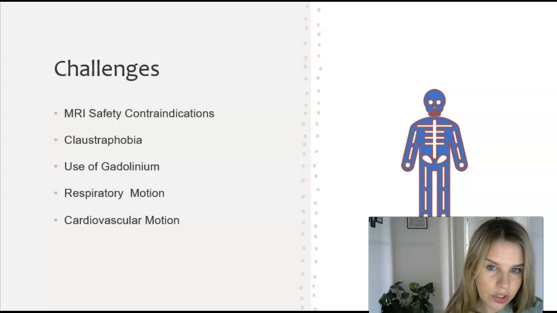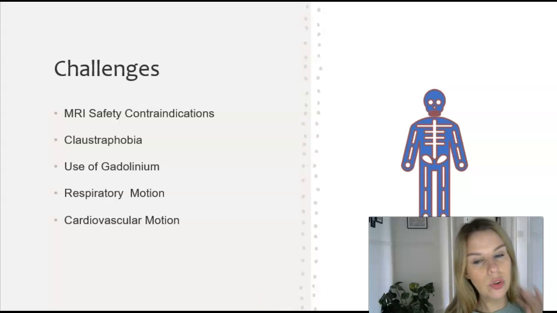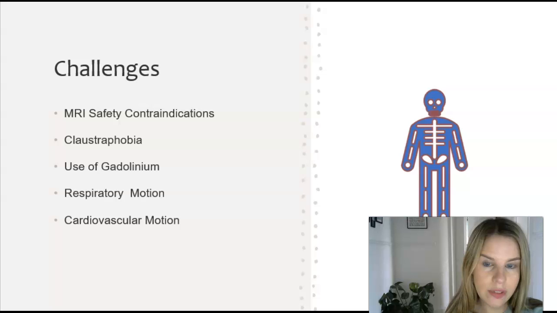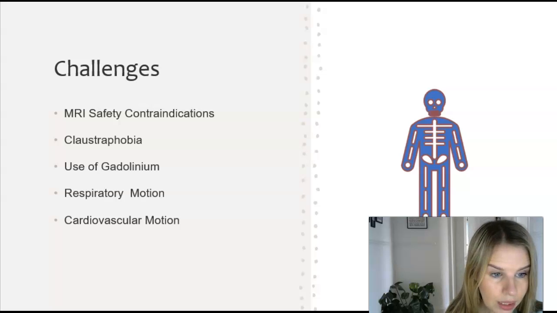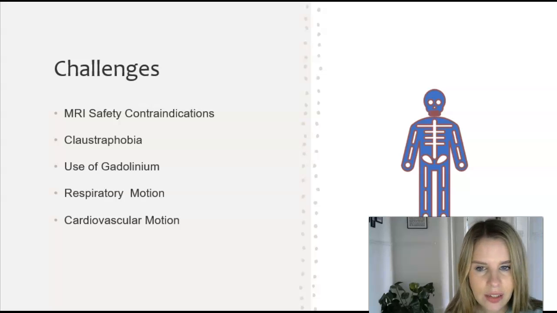Now we all know that there's safety contraindications. I'm not going to go into that, but all patients obviously have to have a safety checklist filled out before they get any imaging. Also, it can be quite claustrophobic, so patients can really struggle with having MRI scans, although oncology patients, I can't speak for all of them, but they do tend to be a little bit more accepting. They know that they have to get the scan done essentially.